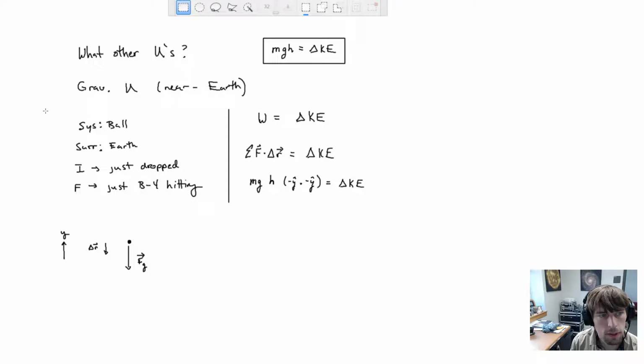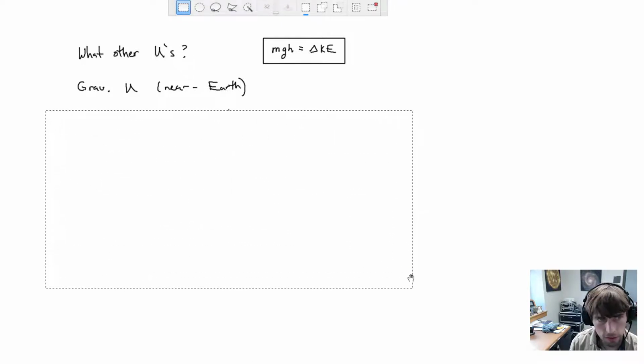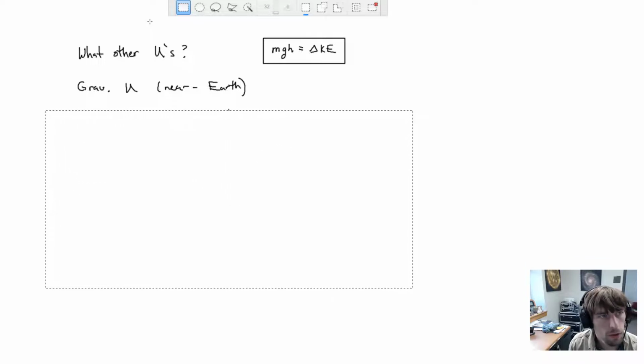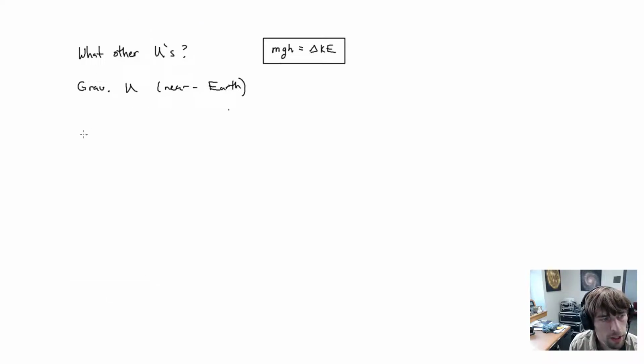Let's go ahead and see what happens if we do it the other way. Namely, let's put our system as the ball and the ball and Earth. And that means that there's nothing in our surroundings. I'll put N/A here. Nothing.